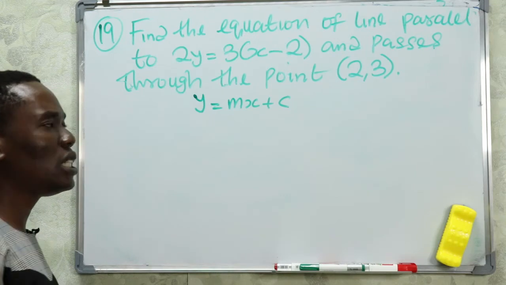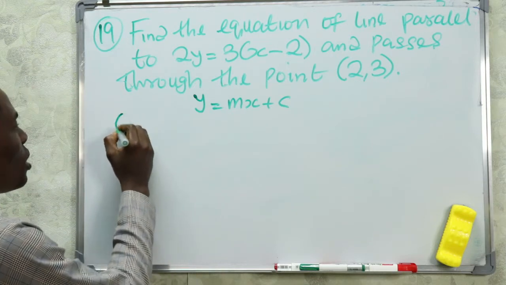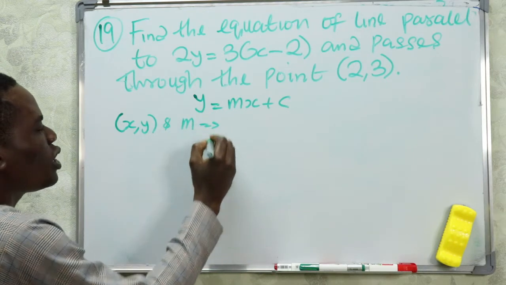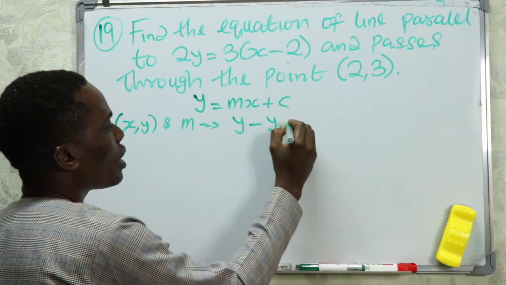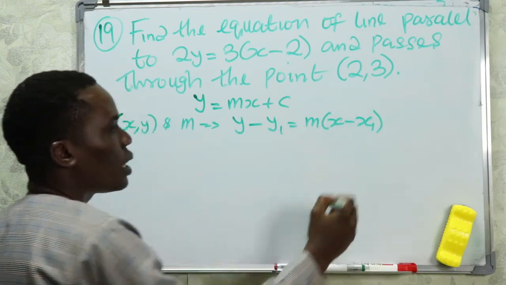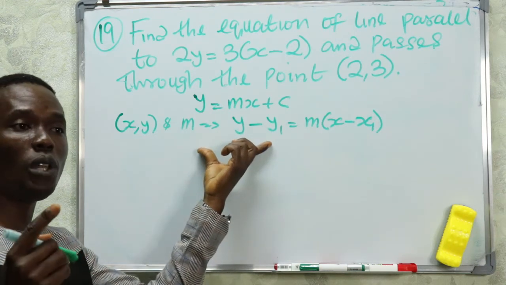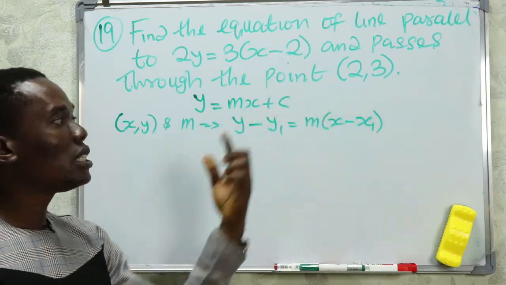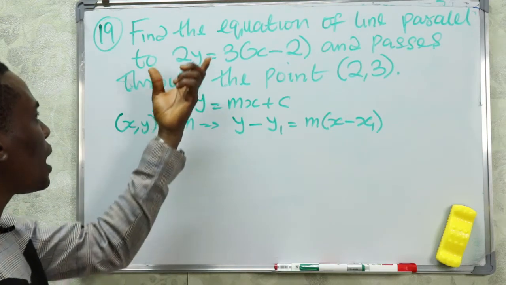Now I want you to also note this. When this line passes through a point (x1, y1) and has gradient m, the equation of that line will be y minus y1 equal to m into bracket x minus x1. Also, if you have two lines that are parallel to each other, then those two lines will have the same gradient. Now let's apply that to this equation.